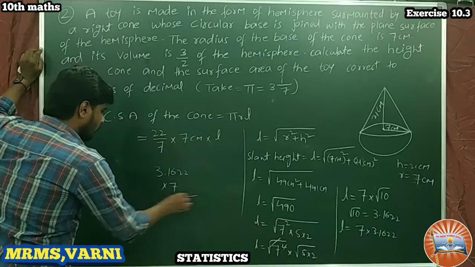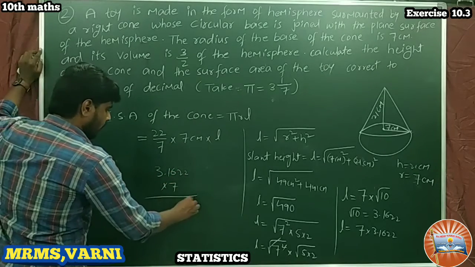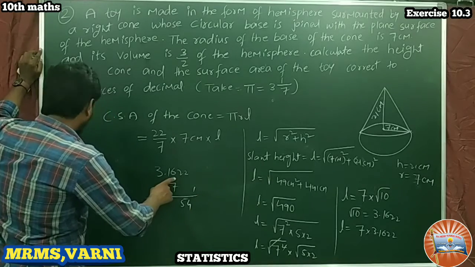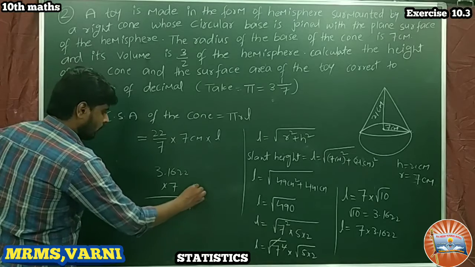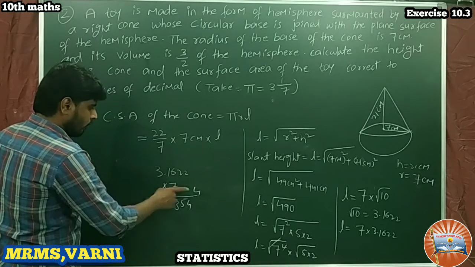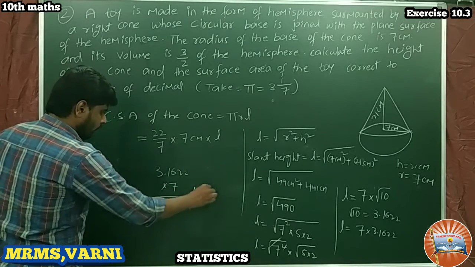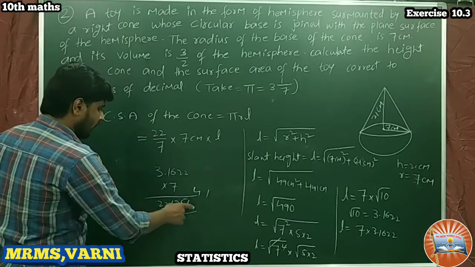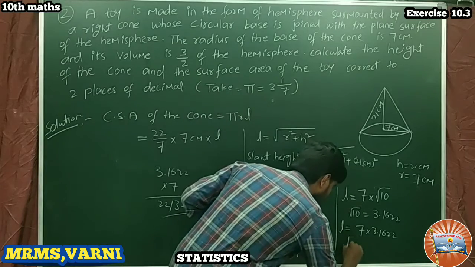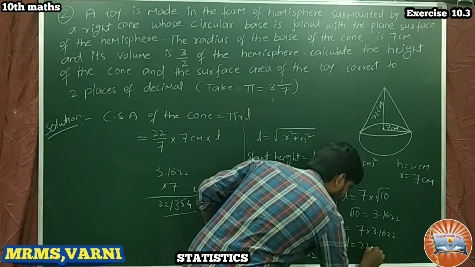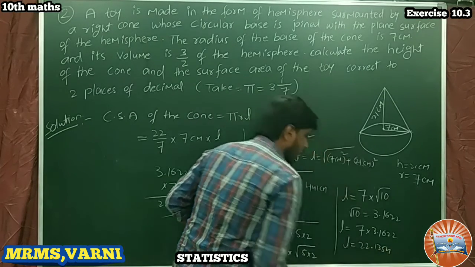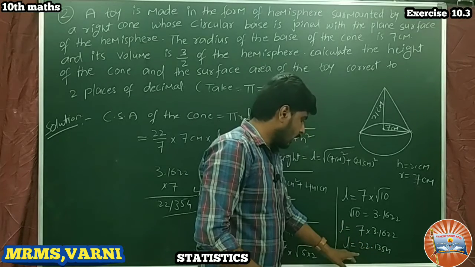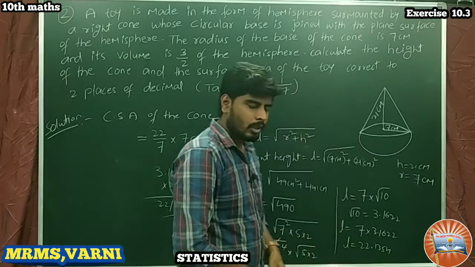3.1622 into 7. 7 2s are 14, 4 here, 1 carry, 7 2s are 14, 15, 1 carry, 7 6s are 42, 43, 3 here, 4 carry, 7 1s are 7 plus 4 is 11, 1 here, 1 carry, 7 3s are 21, 22. So 22.1354. L is equal to 22.1354. After 4 decimal places we put the decimal point. We are taking it as it is. L is equal to 22.1354 is the slant height.